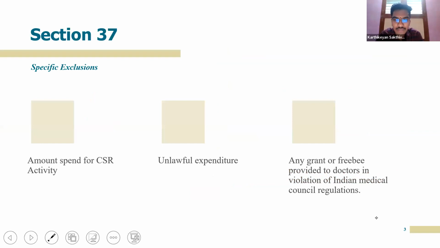Of these, they have specifically excluded 3 things. One is the amount spent on CSR activity. Whatever amount is spent for CSR activity cannot be claimed as deduction. I think you know what CSR is. It is known as corporate social responsibility. You should contribute 2% of your net profit if certain criteria given in the Companies Act are satisfied. Whatever amount you are expending for the purposes of CSR cannot be claimed as expenditure. Second, unlawful expenditure cannot be claimed as deduction. Third, any grant or freebie provided to doctors in violation of Indian Medical Council regulation cannot be claimed as deduction. I'm not going into the backstories.